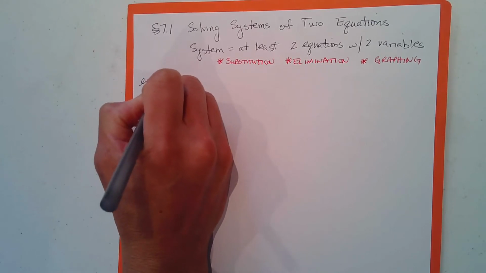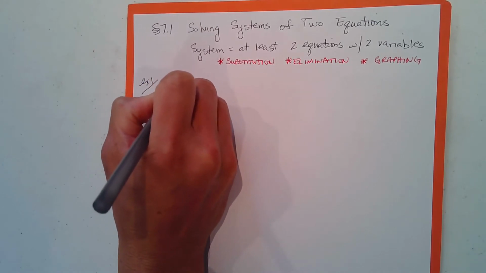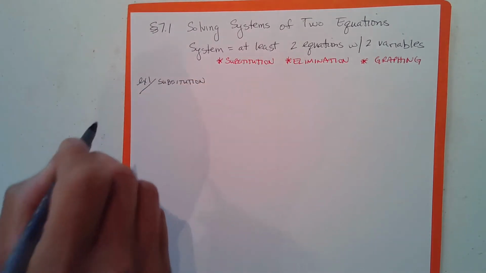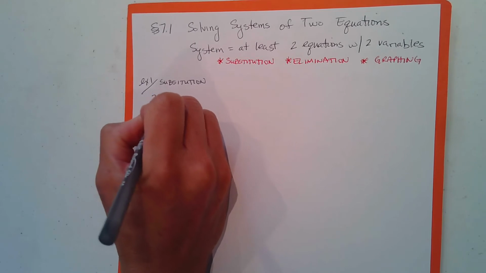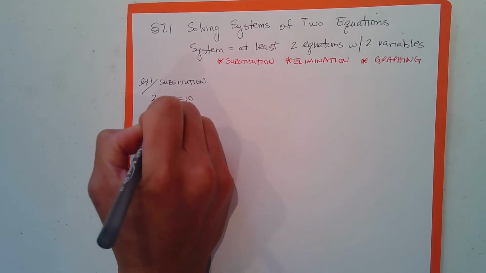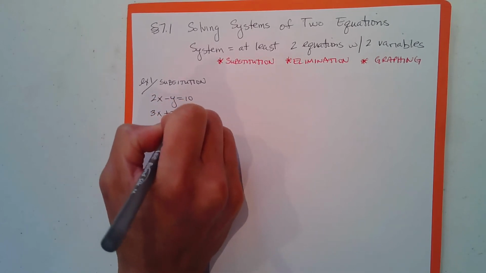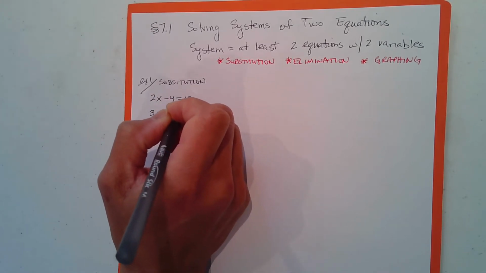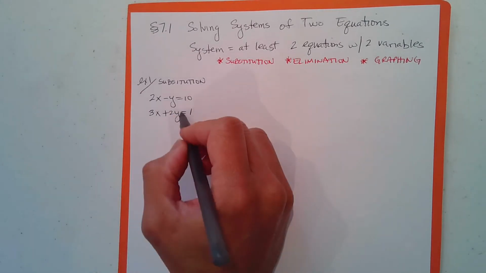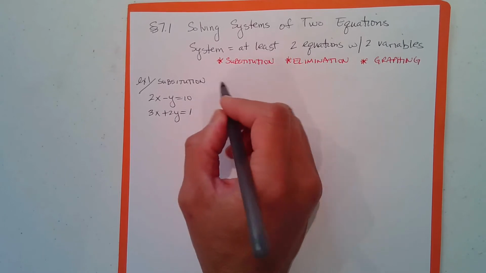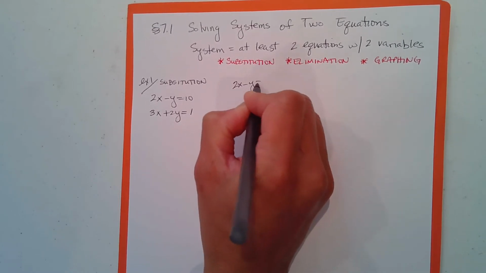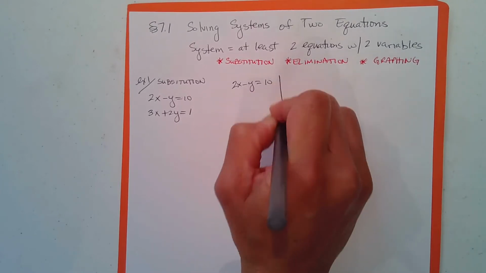We're going to solve all these examples, but the first one is going to be by substitution. Okay, so here's our system. When we solve by substitution, I prefer to write this separately, not vertically like this. So I will rewrite the system by separating the system.